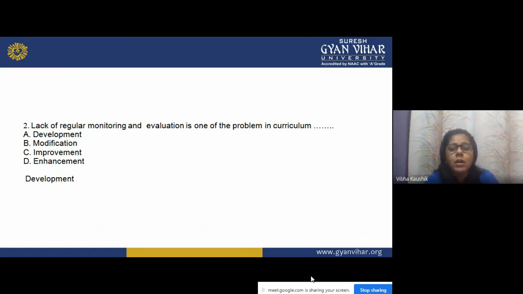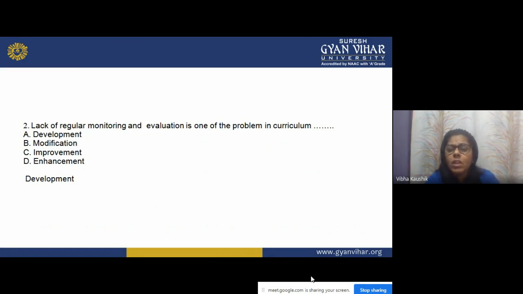Now the options are: A, in the development of the curriculum; B, in the modification of the curriculum; C, in the improvement of the curriculum; and D, enhancement of the curriculum. So we are saying that lack of regular monitoring and evaluation is one of the problems in curriculum development.